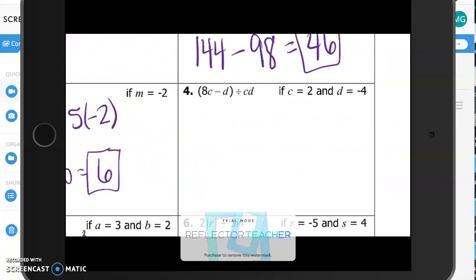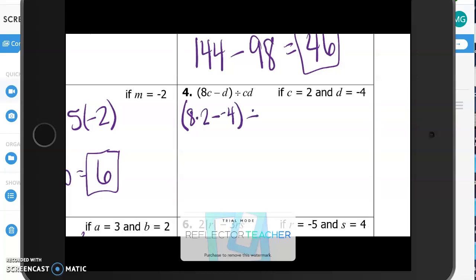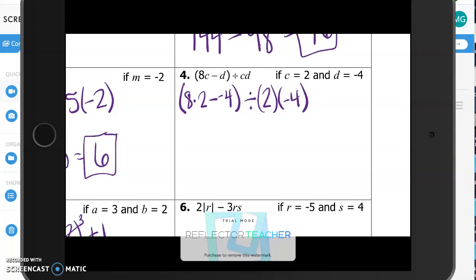Number 4, since we already have parentheses around the 8c minus d, I'm not going to put more parentheses in there. 8 times 2 minus negative 4 divided by 2 times negative 4. Now here's the biggest mistake that gets made: most people do the 2 times negative 4 and get negative 8. You cannot do that because in order of operations, we have to work left to right. So the division actually comes before this multiplication. So we need to do this part first.